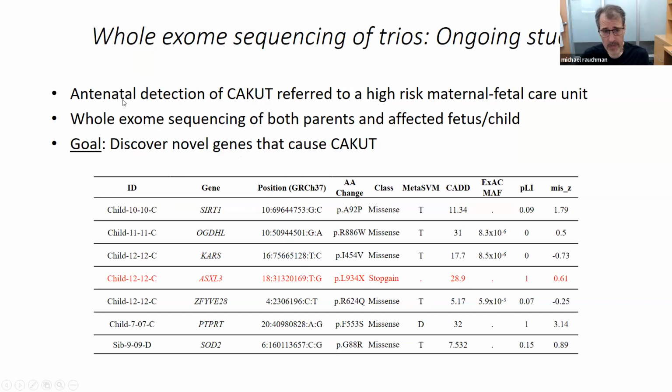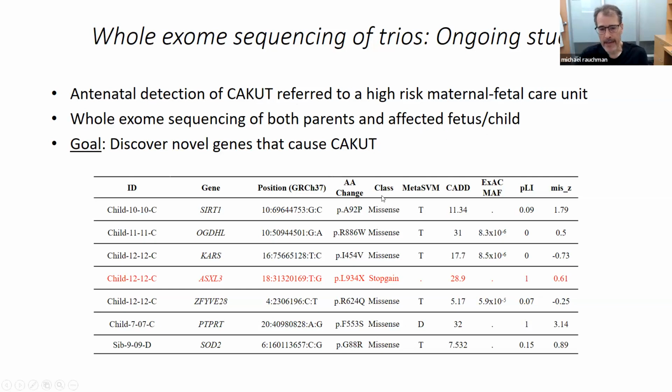So another way that we're going about trying to discover novel genes that cause CAKUT is to recruit families, specifically when a pregnant mom has a prenatal ultrasound and they're found to have a fetus that has severe anomalies of the kidney. They're consented, and we recruit them into this study from a maternal fetal care unit, and we sequence both the parents and the affected fetus or the child.